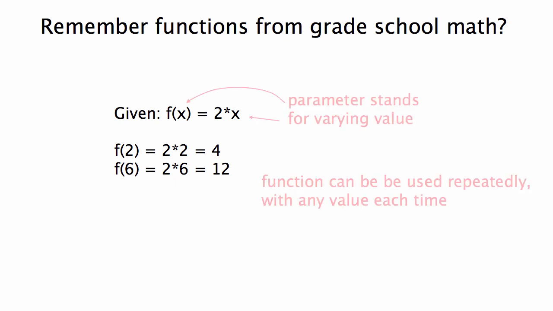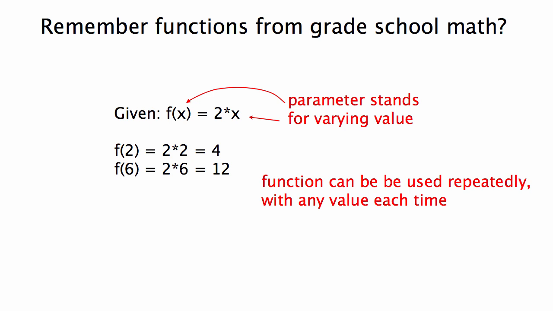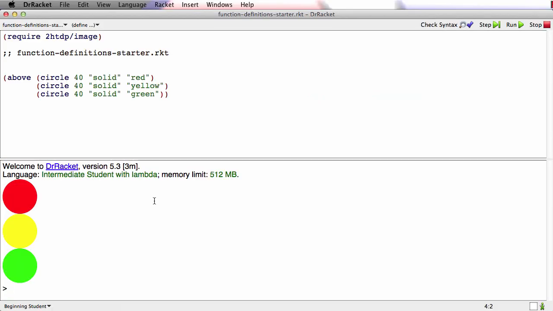6 is 12. What's going on in these function definitions is that x, which is called the parameter, stands for the varying value, and then the rest of the function definition is the unchanging value, the 2 times in this case. And then the function can be used any number of times with a different value each time, or even sometimes it can be used with the same value as before. And each time, the parameter will take on the changing value, and you'll get the result of the function with that value. So how's this going to work for us?